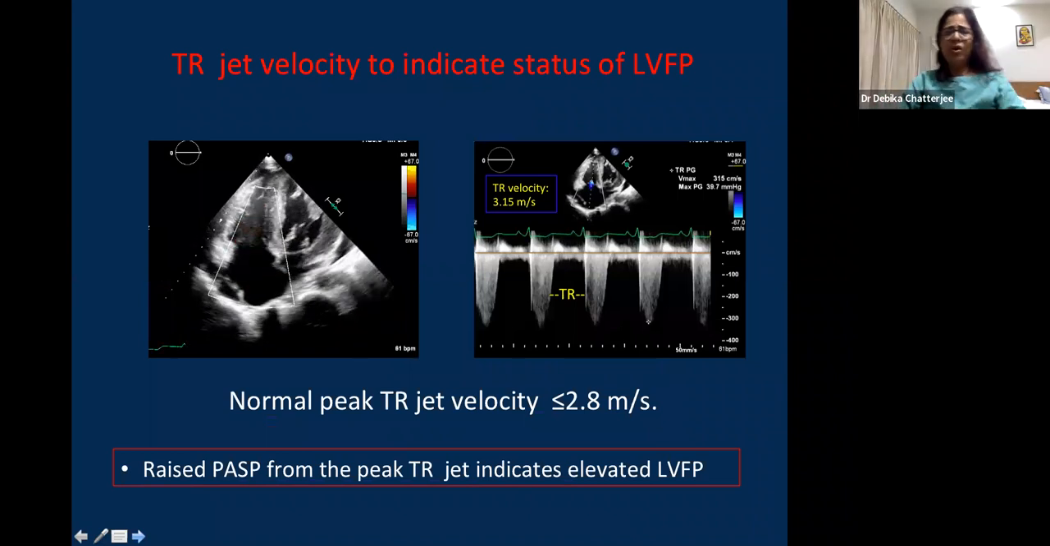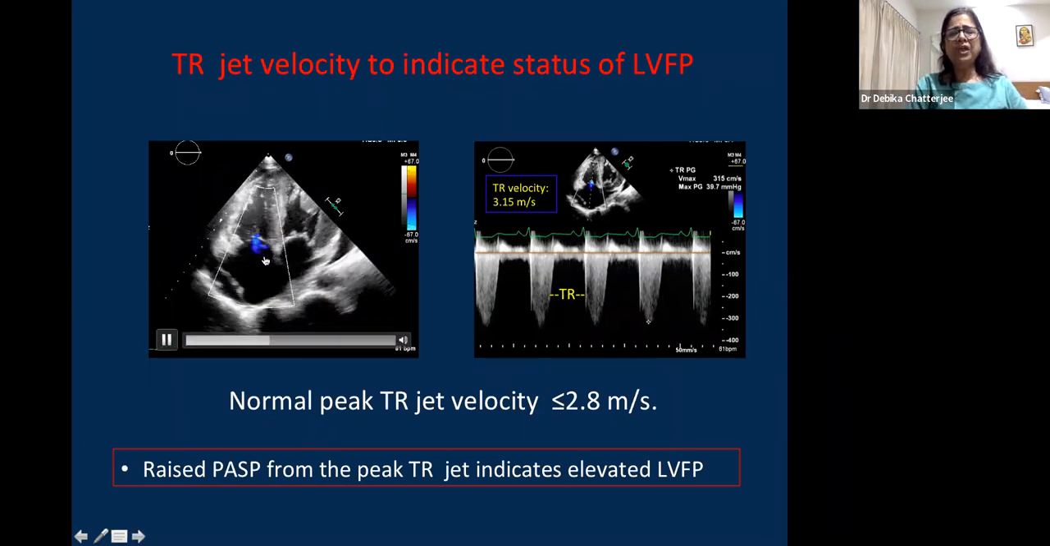Another value also is important to indicate the status of LV filling pressure, which is the tricuspid regurgitation jet. This is the four-chamber view. This is LV, LA, RV, RA. And if you see, there is a small tricuspid valve regurgitation. That blue color denotes the regurgitation. Red is the forward flow.